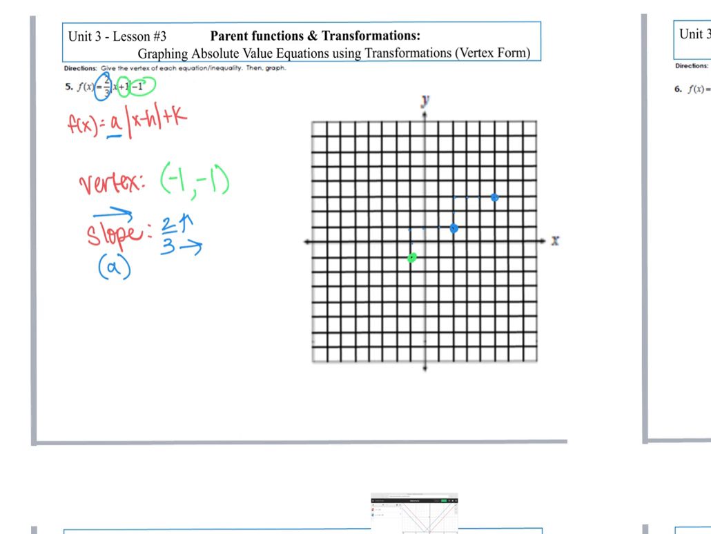Okay, let's now mirror that and work to the left. I'm going to go up 2 and left 1, 2, 3, plant a dot. Up 2, left 1, 2, 3. Okay, nice and symmetrical, and we're done. So the really important thing to remember is to take the opposite of what is inside the absolute value bars for the x value of your vertex.